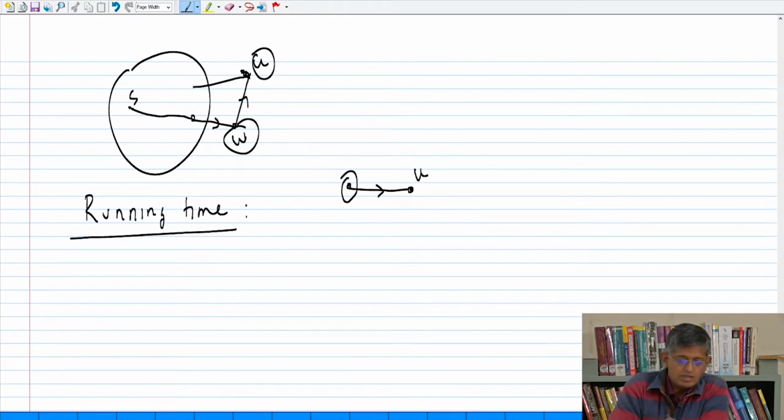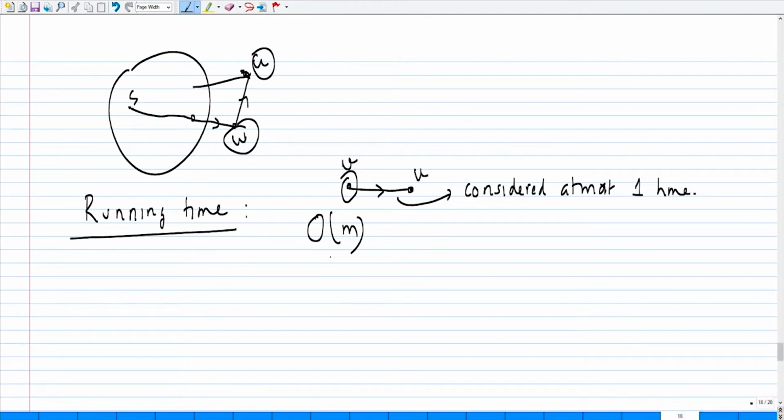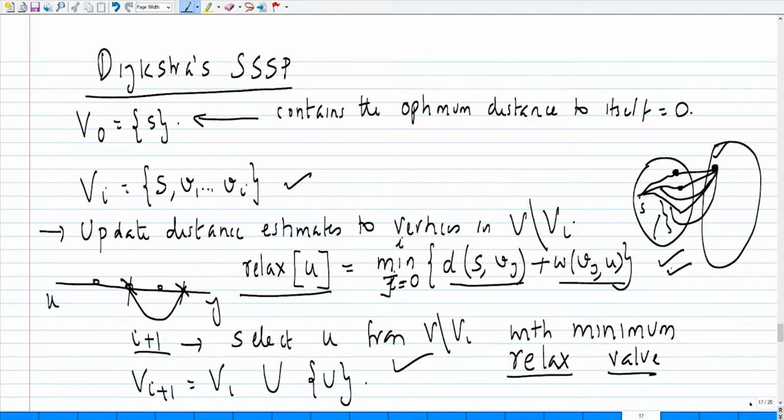Fine. So therefore any edge, let us say Vu, is considered at most one time. So therefore this contributes an effort of order of m. Observe that this is a very careful way of calculating the total effort taken here. I am just saying that the total number of relax estimates that you actually do is equal to the total number of edges in the graph.